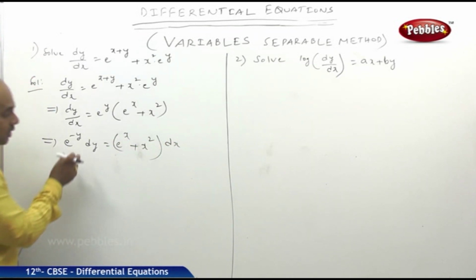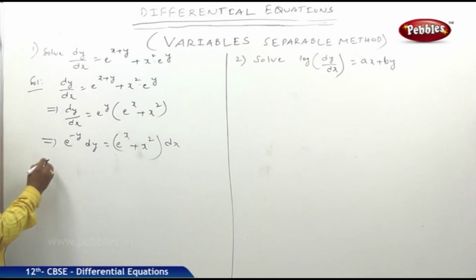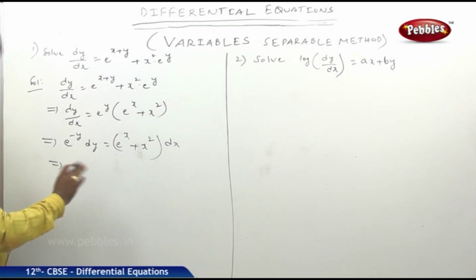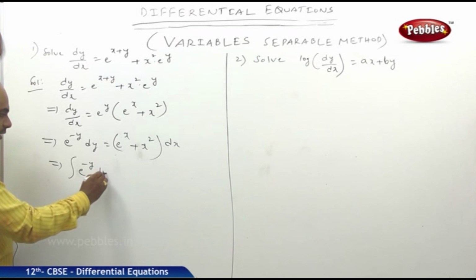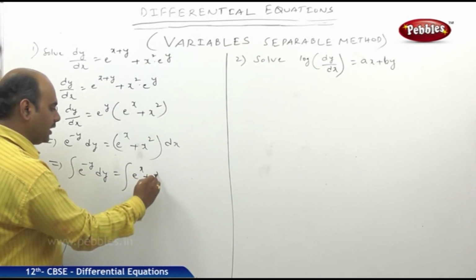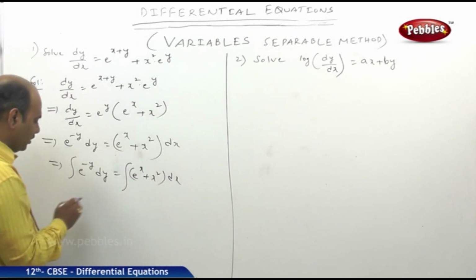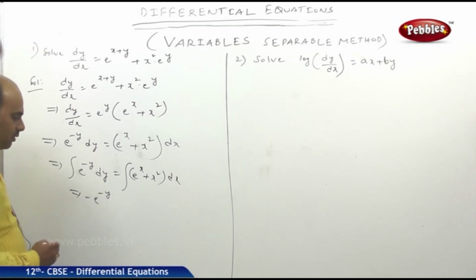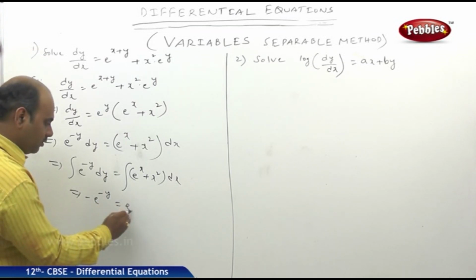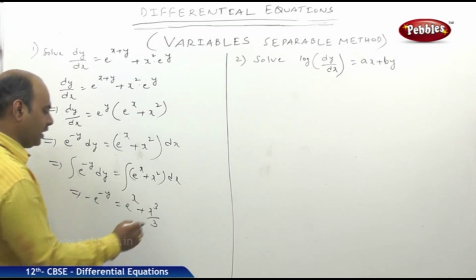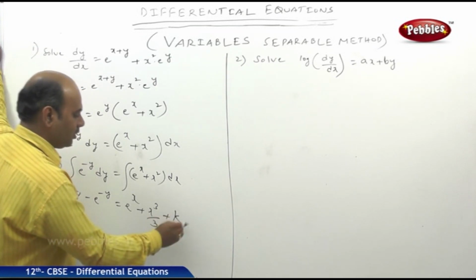Now if you observe carefully, all y terms are on one side and all x terms on one side. So our process had been finished. After making all variables separated, we need to integrate on both sides. So integral of e power minus y dy is equal to integral of e power x plus x square dx. The integral of e power minus y dy is minus e power minus y, is equal to e power x plus the integral of x square, which is x cube by 3, plus some constant.